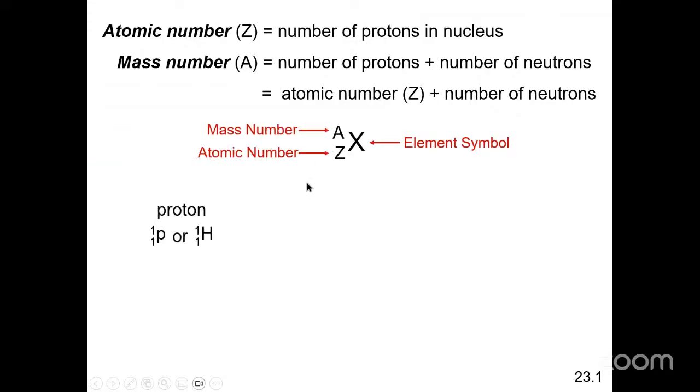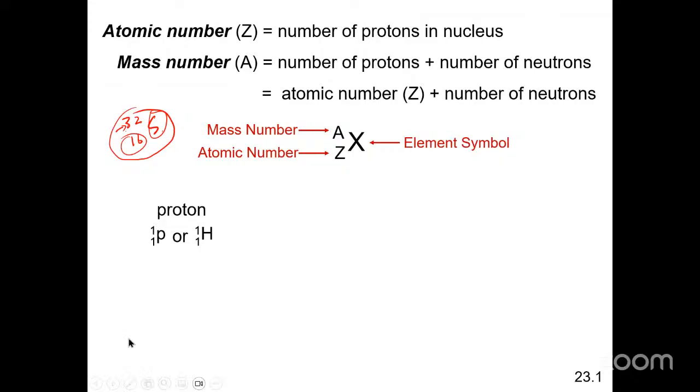So if you see something like sulfur-32 with atomic number 16, right? This tells you a lot of stuff, right? It tells you the atomic number, which is the number of protons. It tells you the mass number, which is the sum of the protons and neutrons. And therefore, based on those two, you can determine the number of neutrons. And of course, it tells you the element as well, right?